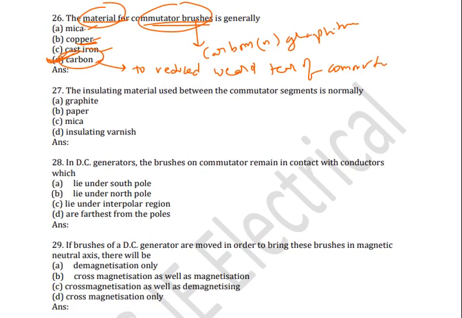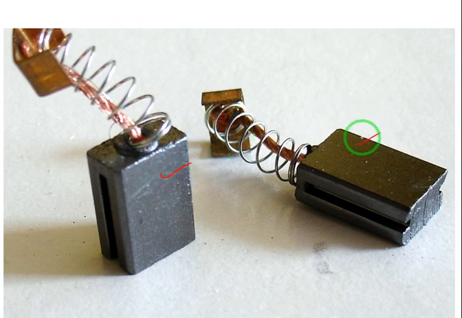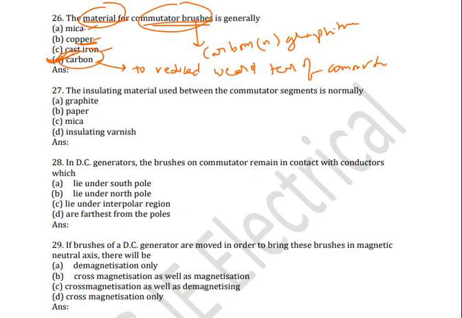Practically, how do the brushes appear? See here, brushes practically appear like this. So what is the use of brushes? Brushes are mainly used to collect the current due to induced EMF from armature coils in a DC generator. It collects the current due to induced EMF from armature coils in a DC generator. Hope you understood. Next question.